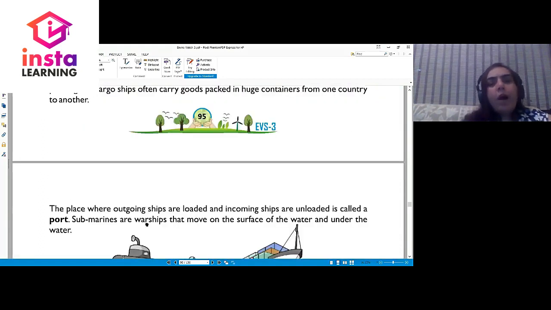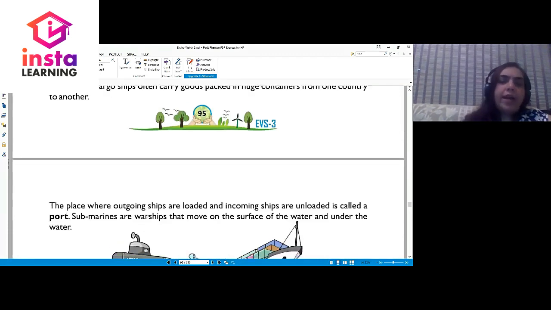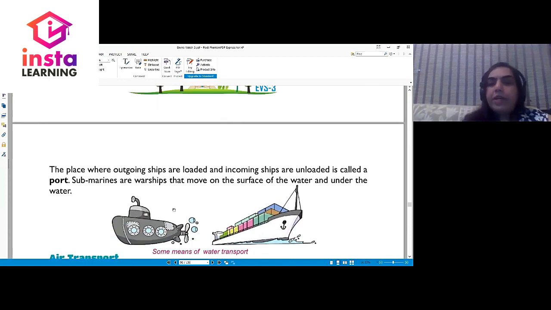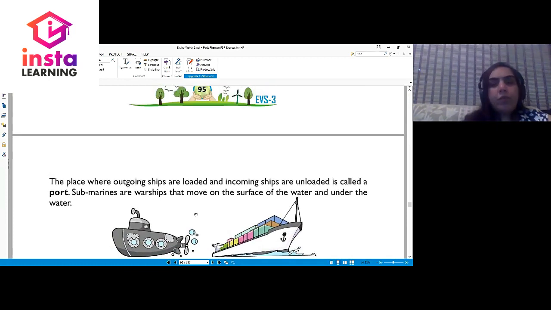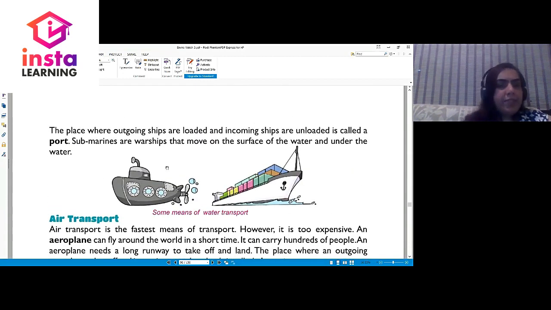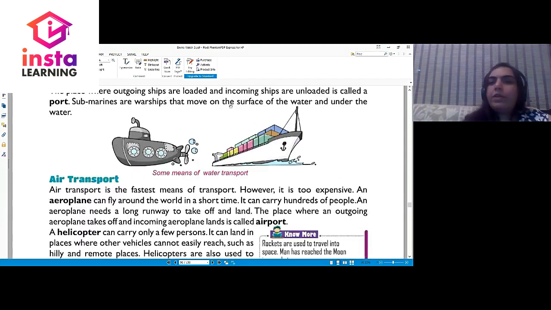The place where outgoing ships are loaded and incoming ships are unloaded is called a port. Submarines are warships that move on the surface of the water and under the water. You can see here photographs of ships and submarines. Let's talk about air transport.